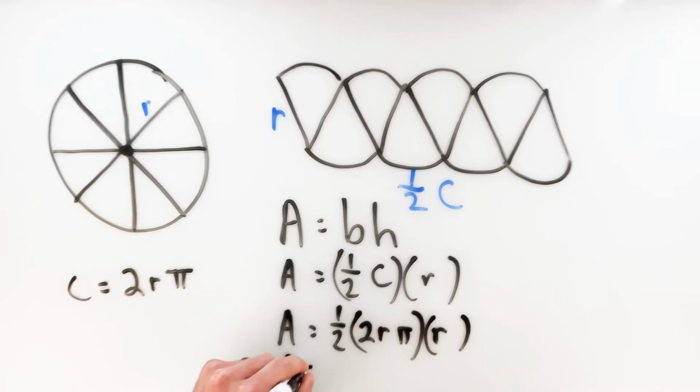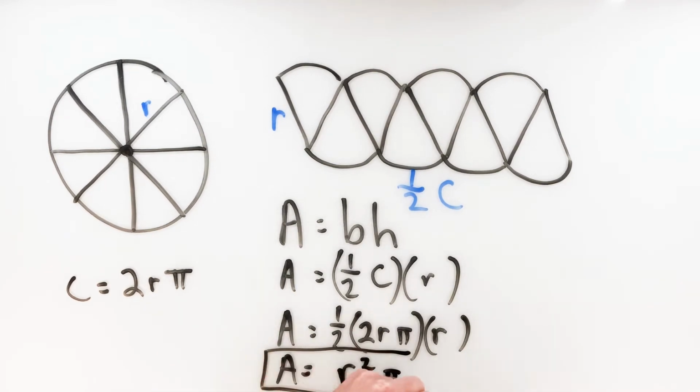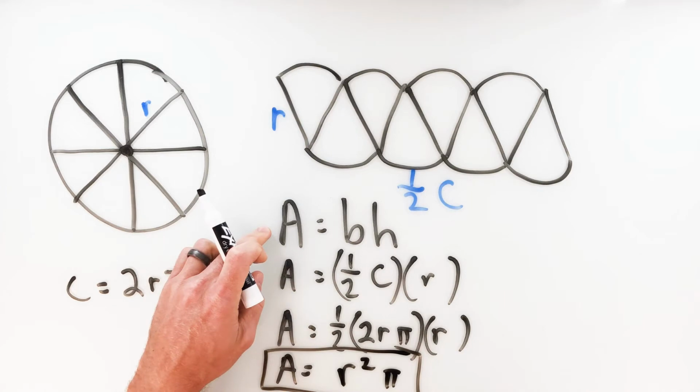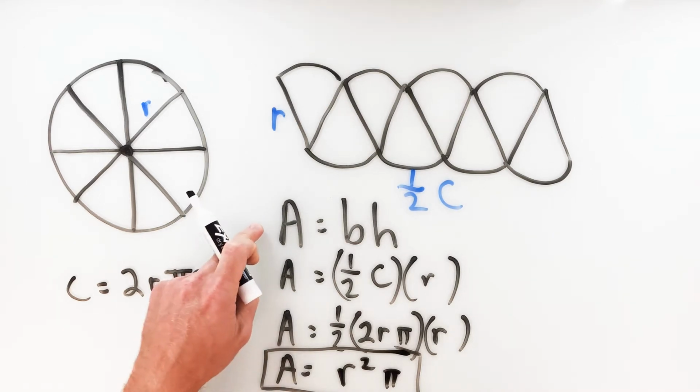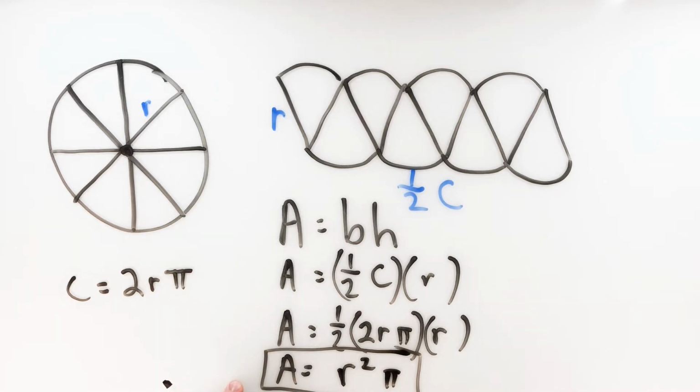So area, half times 2 is just 1. Radius times radius is radius squared. And I've just got my pi right here. So you can see that by taking a circle and transforming it into a rectangle, I can get to the formula for the area of a circle using this rectangle method. So pi times the radius squared, or r squared pi, is how we find the area of any circle.